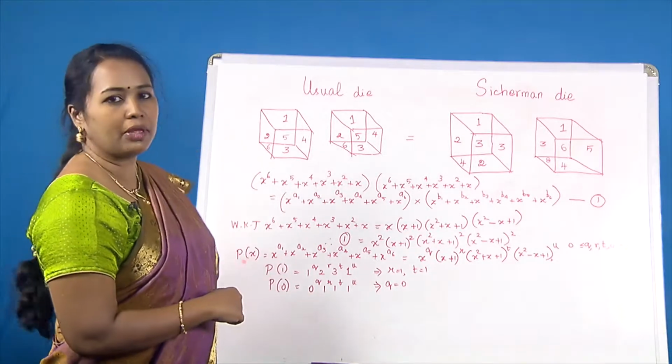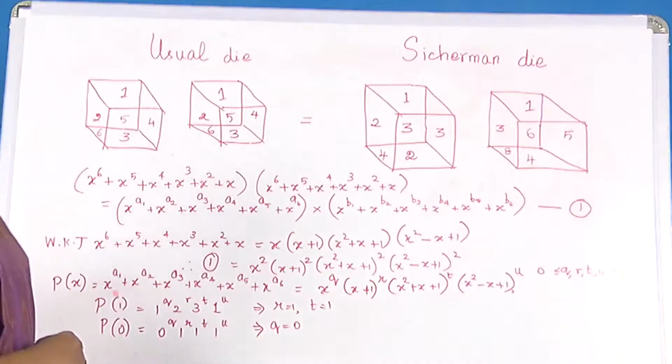Let us assume that p(x) is equal to x^a1 + x^a2 + x^a3 + x^a4 + x^a5 + x^a6. Now, we do not know in which way these irreducibles will have a power. So, let us assume that they have the powers q, r, t and u.